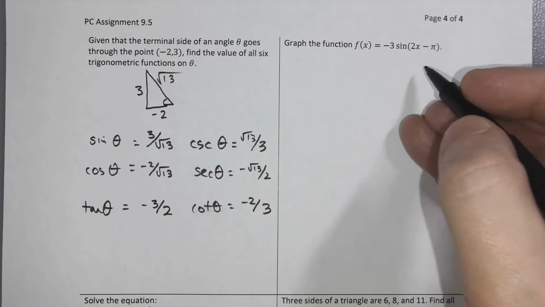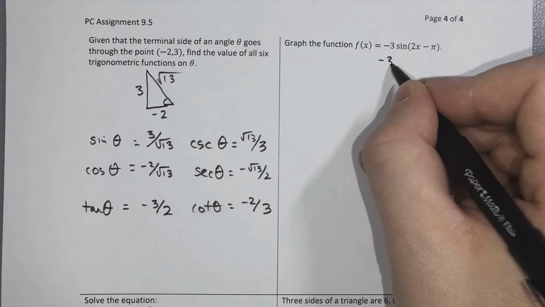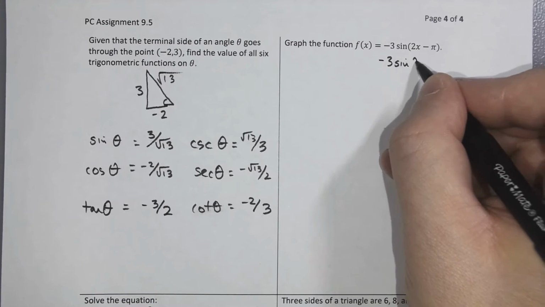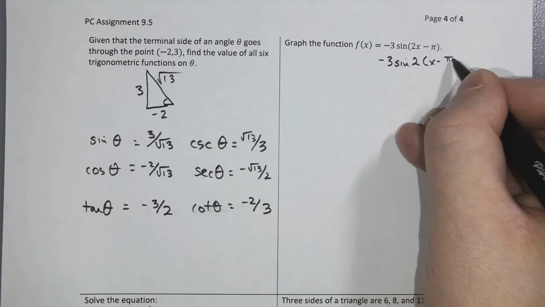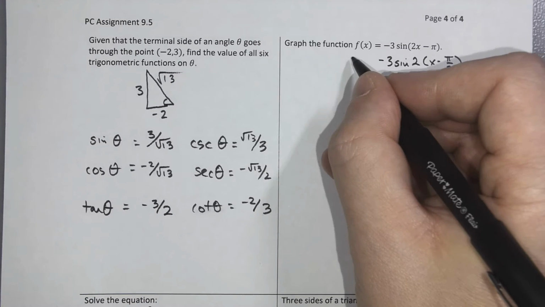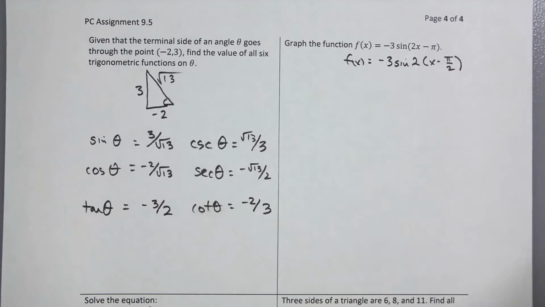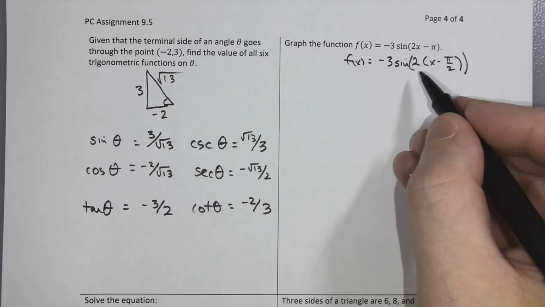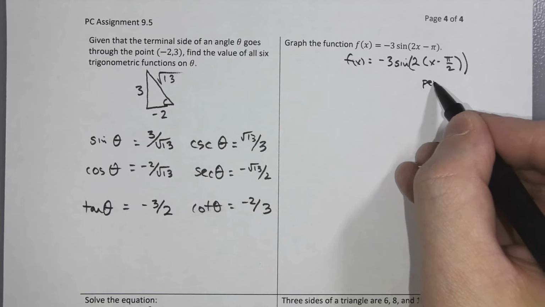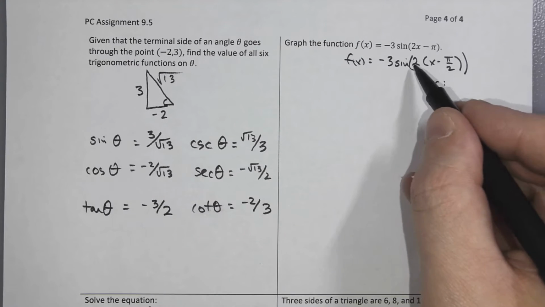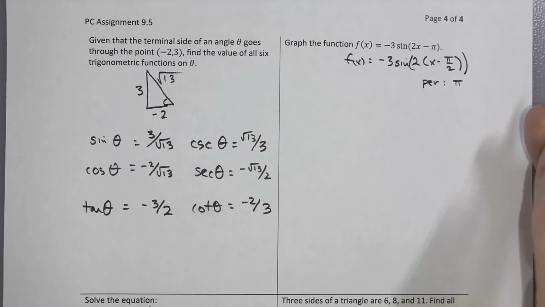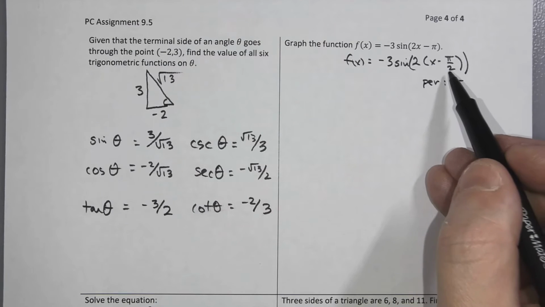Okay, graph a function here. So this one is negative 3 sine of 2 times (x minus a half pi). That's our function, f of x. Yeah, it's been a while since I've done these. This will be fun. So I can see already that my period is going to be 2 pi divided by 2, so that's pi. I also see that I have a horizontal shift here.